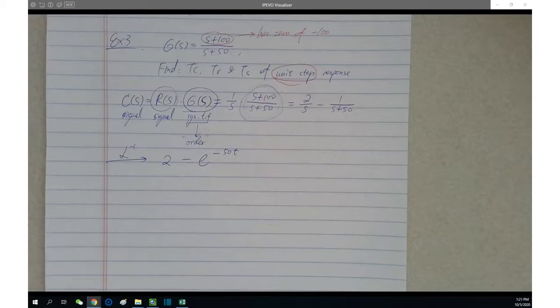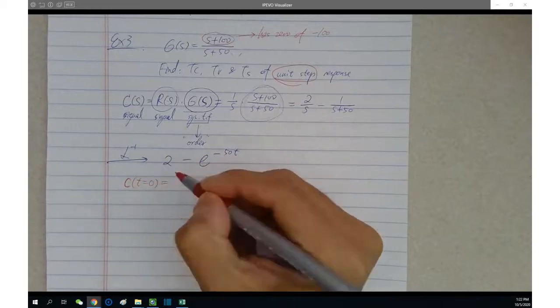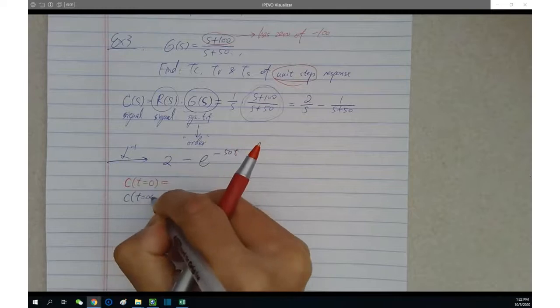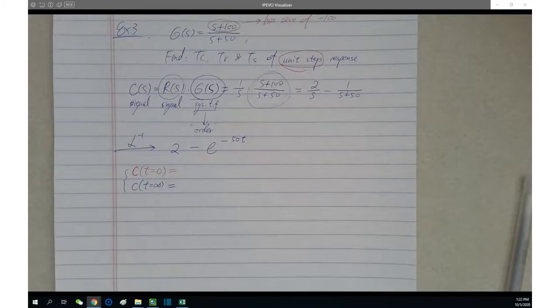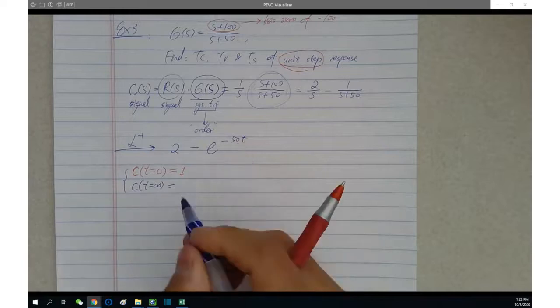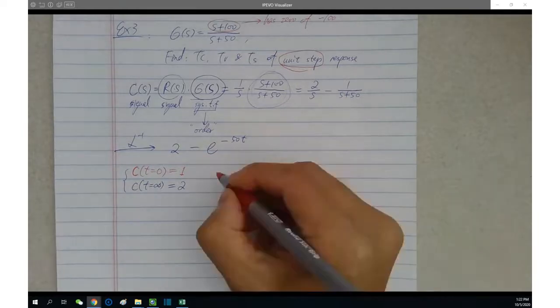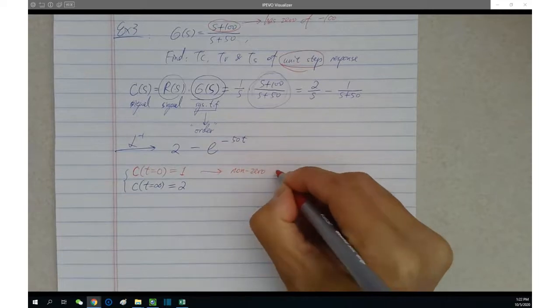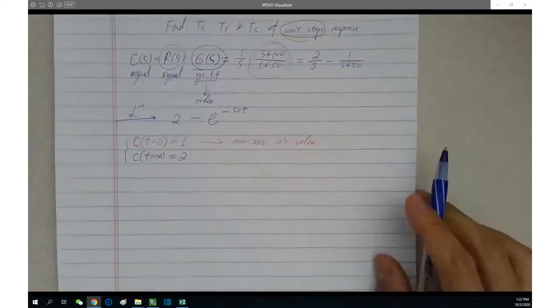Now it is very important to check the initial value, and of course the final steady state value as well. If you substitute t as 0, you end up with an initial value of 1, non-zero. And if you substitute t by infinity, you end up with 2 as the final steady state value. A non-zero initial value.